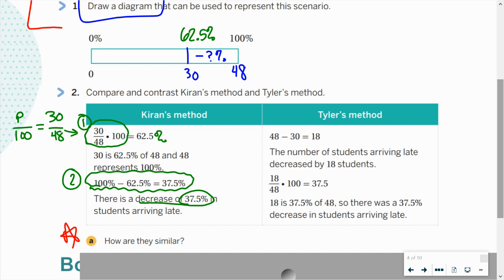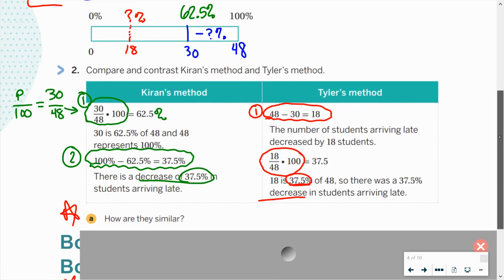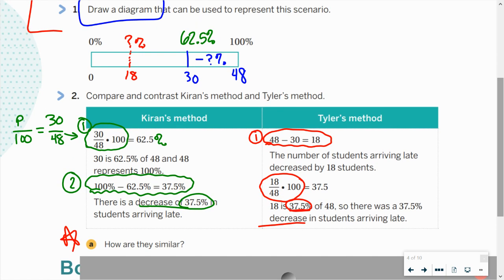All right, let's take a look at Tyler's method now. I'm going to use a different color. Interesting that Tyler, his first step is to start by finding the change. He finds 18, and then he's going to use that 18 and set up a relationship, and immediately he finds the same answer of 37.5% decrease. Okay, so again, I would ask you pause, think about how they're similar, think about how they're different. Come on back when you're ready.